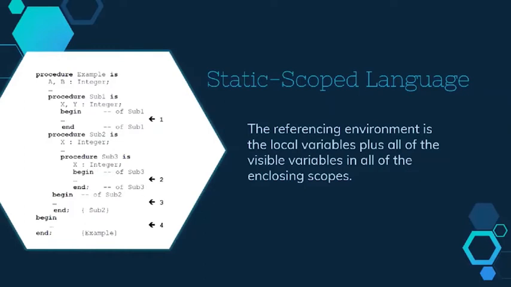It was previously discussed in static scope languages that searching for a given variable name starts with looking inside a subprogram, which means we are locally searching for the declaration of that name inside the subprogram. And if no declaration is found locally, we would move on searching larger enclosing scopes until a declaration is found. Thus, the referencing environment, as I've said here, is the local variables plus the visible variables in all of the enclosing scopes.